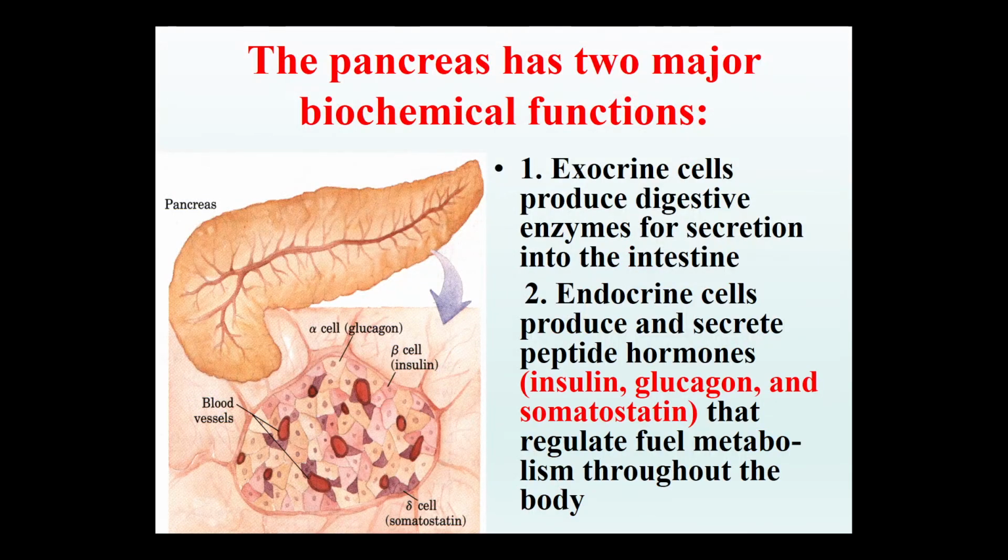The peptide hormones insulin, glucagon, and somatostatin are all produced by clusters of specialized cells called the islets of Langerhans. Each islet cell type produces a single hormone. Alpha cells produce glucagon, beta cells insulin, and delta cells somatostatin.